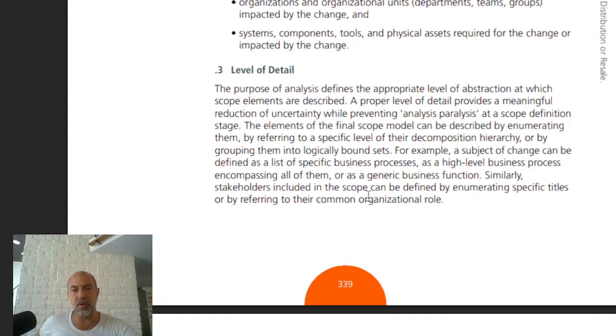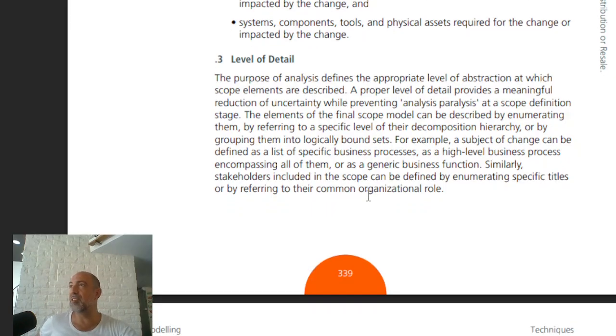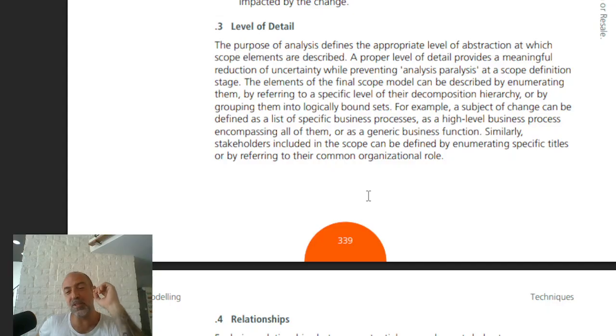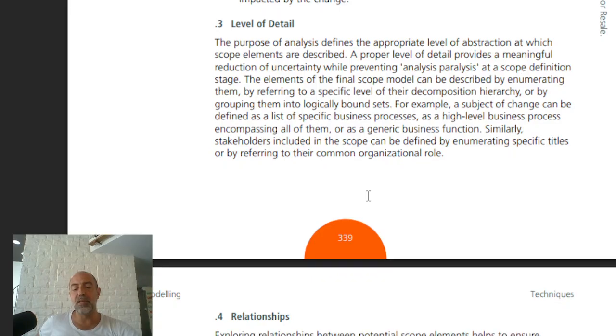Level of detail. The purpose of analysis defines the appropriate level of abstraction at which the scope elements are described. So the level of detail is decided by the scope. A proper level of detail provides a meaningful reduction of uncertainty while preventing analysis paralysis at a scope definition stage. The elements of a final scope model can be described by enumerating them, referring to a specific level of their decomposition hierarchy. Remember, decomposition is a word that they use. I would rather use deconstruction, because decomposition literally means it decomposes, it dies, it goes back to dirt.